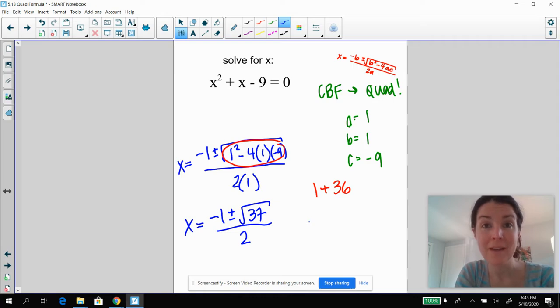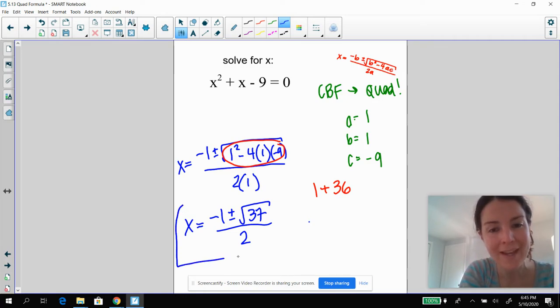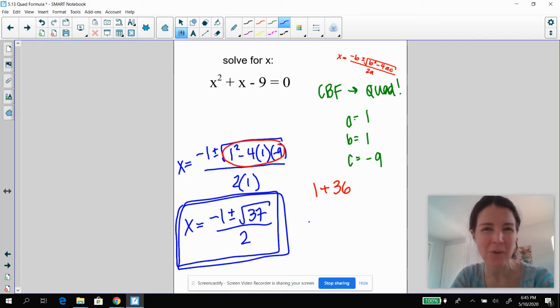And guess what? You're done. That's all you have to do. Do you see how you can't simplify the square root of 37? You can't go to prom with 37. And so that's all you can do. That is how you solve a quadratic equation using the quadratic formula.